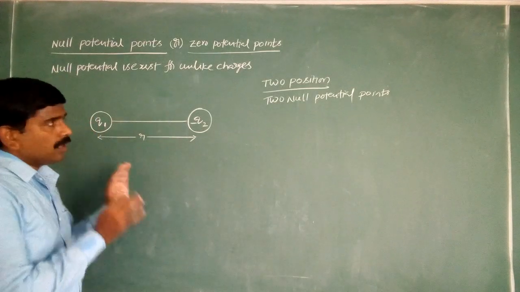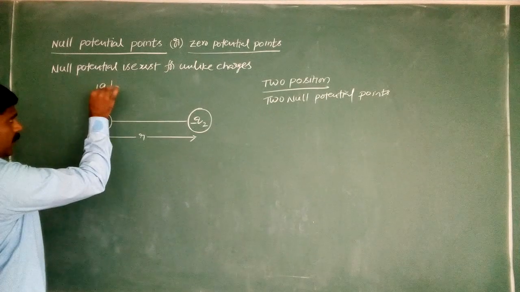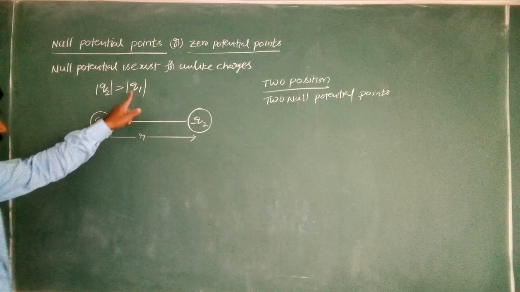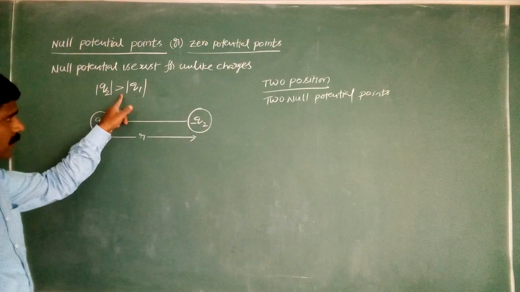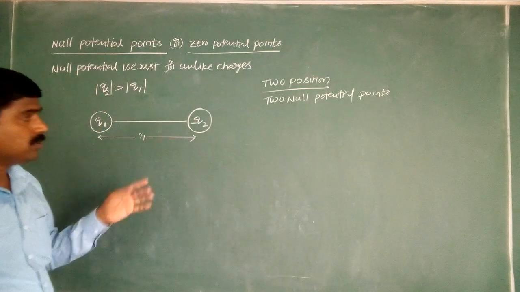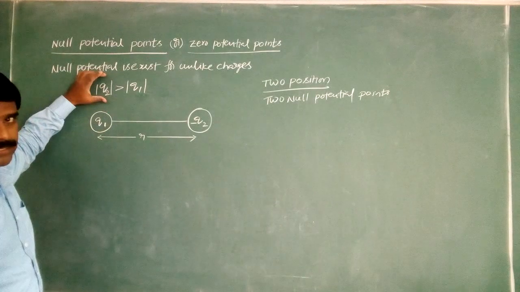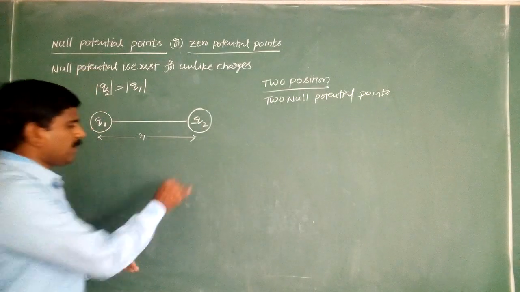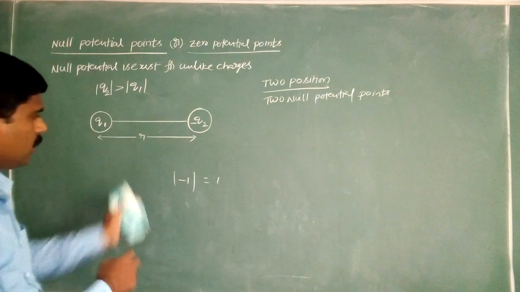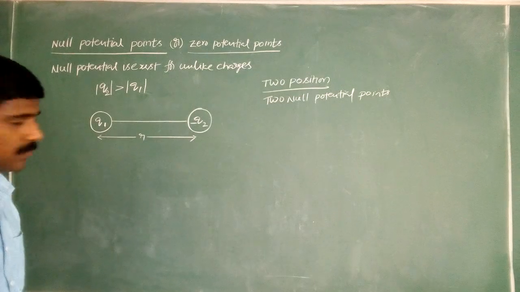Here I am considering that the modulus of Q2 is more than the modulus of Q1. I am taking the modulus because the negative sign is there, and the modulus of minus 1 is equal to 1 only. So the modulus of Q2 is more than the modulus of Q1.